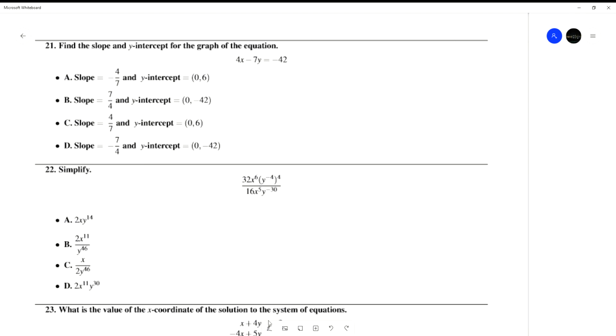So number 21, we have to find the slope and y-intercept for this equation, right? This is in our standard form. We have to manipulate it so it says y equals mx plus b. So I'm going to move the 4x to the other side. So I have negative 7y is equal to, and make sure you write the term with the x first. So we subtracted 4x, and we have the negative 42 here.